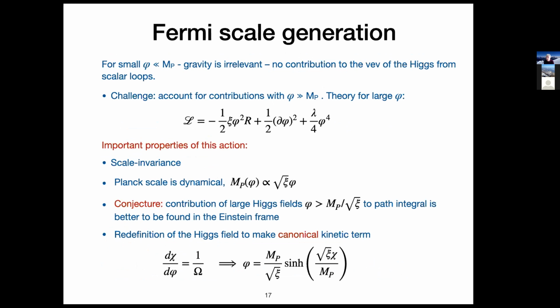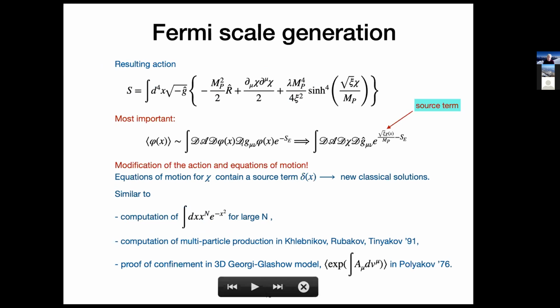So we have to decide how to account for contributions with such large φ. And our conjecture is that this is better done in the Einstein frame, because in this way we remove the dependence of the Planck scale on the Higgs field. It's easy to make the transformation to the Einstein frame. This is achieved by making a conformal transformation which removes this factor and modifying the scalar field to account for this transformation. And so what you find is that the resulting action has the normal Einstein term, the normal kinetic term, and the potential, which is flat at large values of φ.